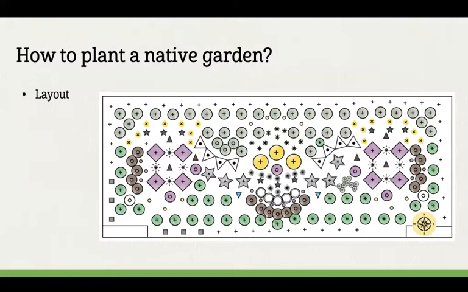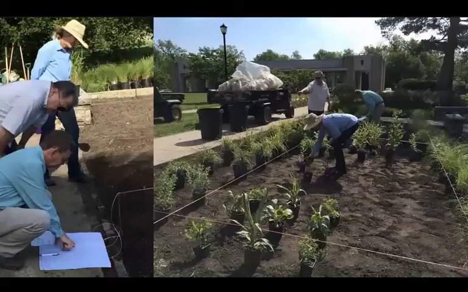If your design includes a lot of straight lines like this one, you might want to set up some stakes with guidelines to help you lay out those plants in the straight lines as you want them. Here you see the process during the planting of the Monarch Demonstration Garden at Loose Park.